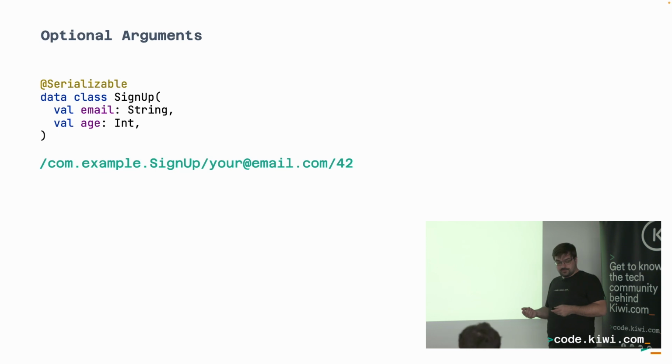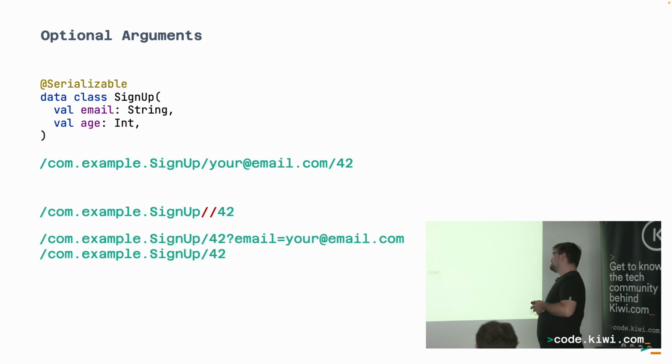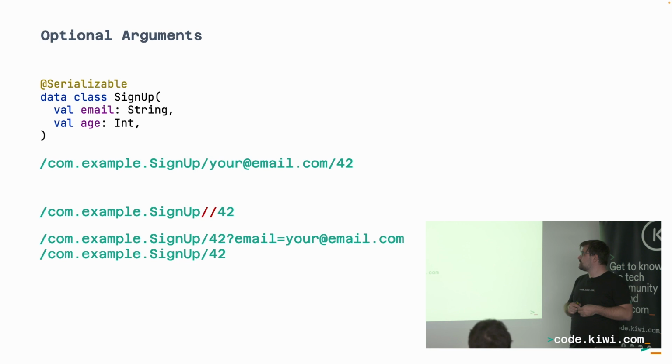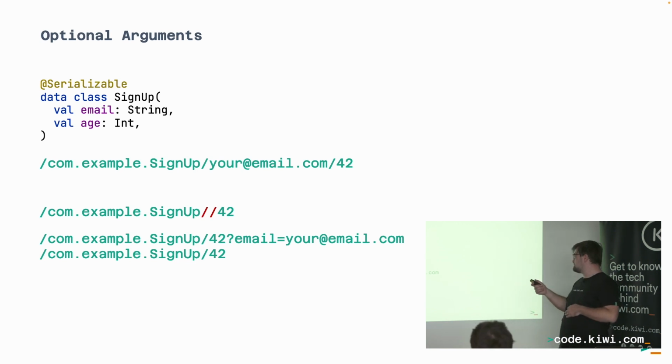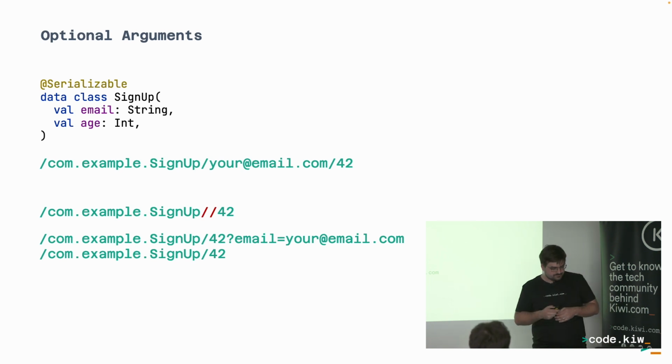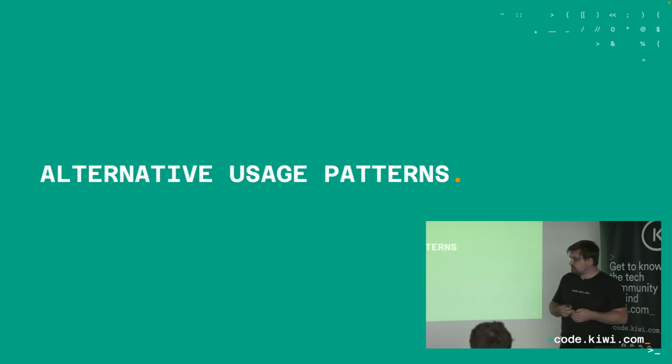But there is a catch, and the catch is the string, because the string can be an empty value, and all those URLs will end up in an illegal way. So for this reason, we are always converting string parameters to an optional one and appending them as a query parameter. So that's all for tricks, and let's go to alternative usage patterns.